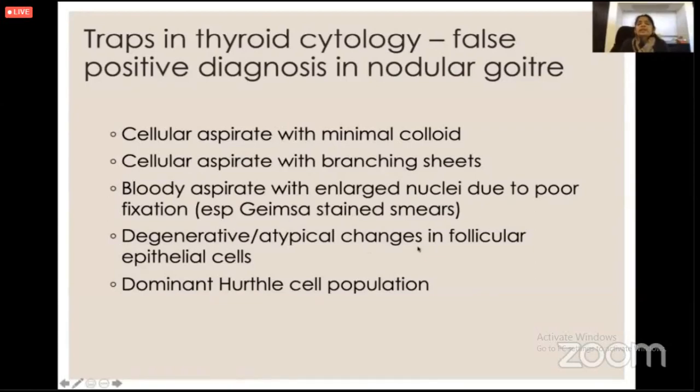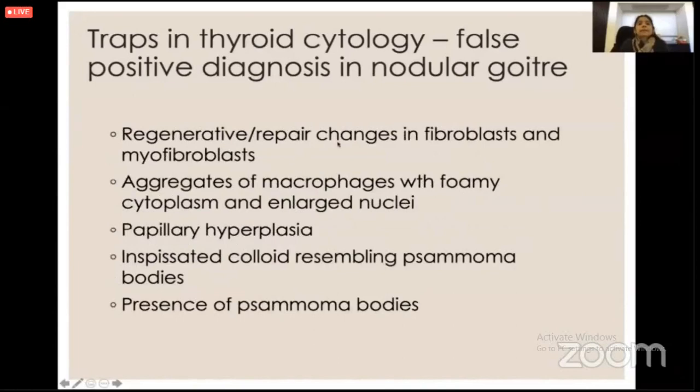Degenerative and atypical changes in follicular cells could be a trap, and this is one, of course, going more into an AUS, atypical category, and a dominant Hurthle cell population. That is also quite challenging, and you have to put it in the right clinical context. Repair and regenerative changes are very alarming. It almost looks like an FNA put into post-operative granulation tissue. So that one needs to be known.